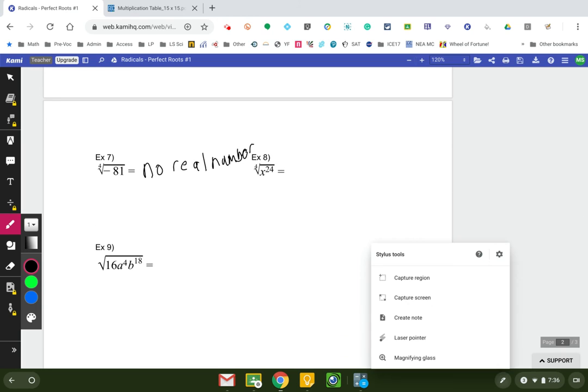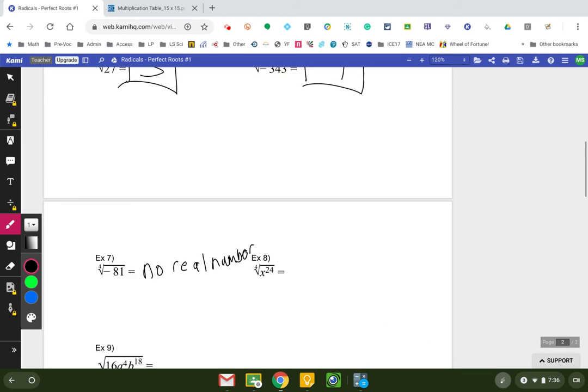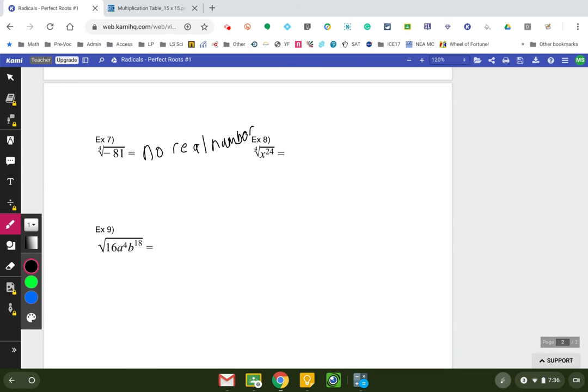All right. The other example that you're going to have is right here when you have a number out here. So what you're going to do is what we did before: you're going to take that exponent and divide it by that number when you see it outside. So that would be x to the 6th, which is 24 divided by 4.